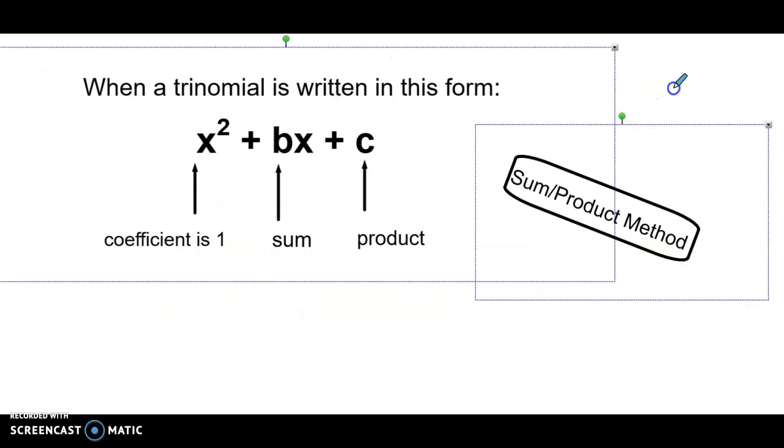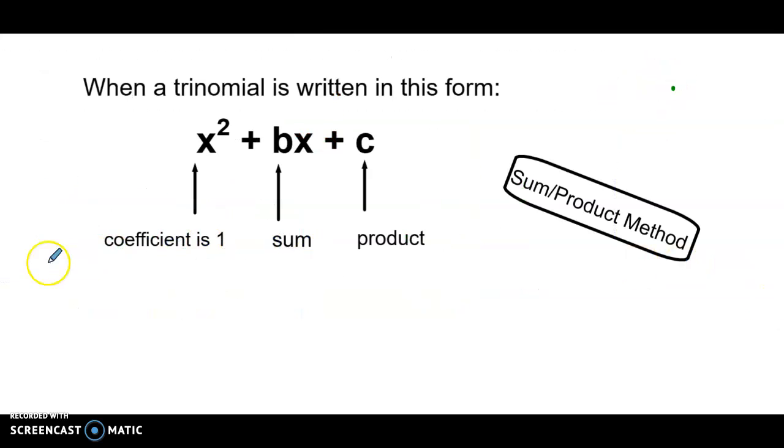So here's what I need you to remember. If we're factoring and the leading coefficient in your trinomial is 1, check for that. Then the two numbers that you're going to be looking for in your factors must add to give you the sum of this middle term, the coefficient of x, and they have to multiply to give you this constant term at the end. We're going to call that our sum product method.